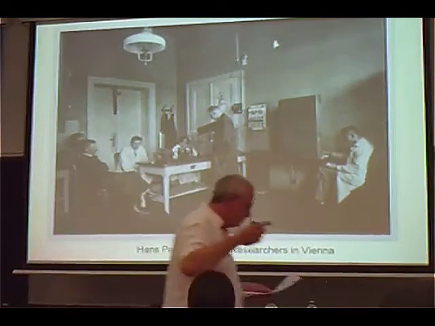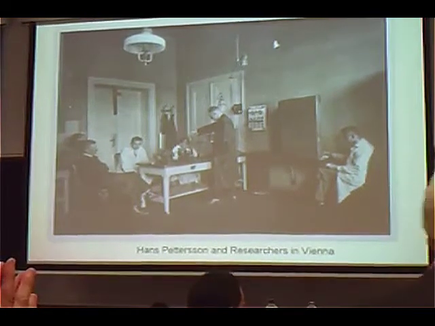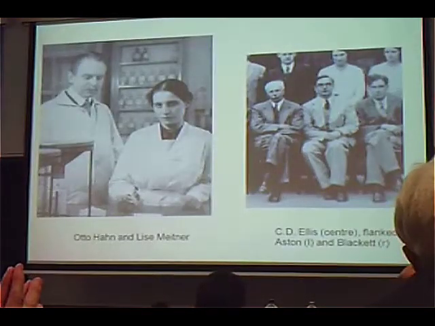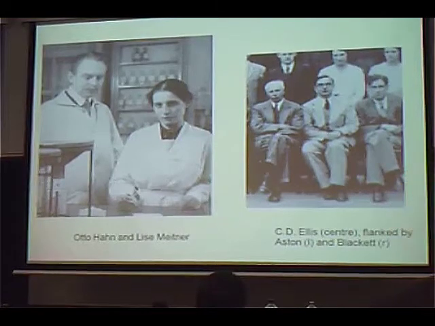Now you have to bear that in mind. There's a second controversy going on between Charles Ellis, who we saw in the 1920 photo, and Lise Meitner in Berlin, over the nature and interpretation of the beta spectrum. These guys are arguing with each other for several years about nuclear structure.